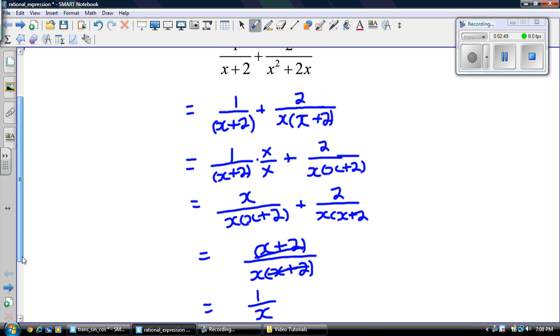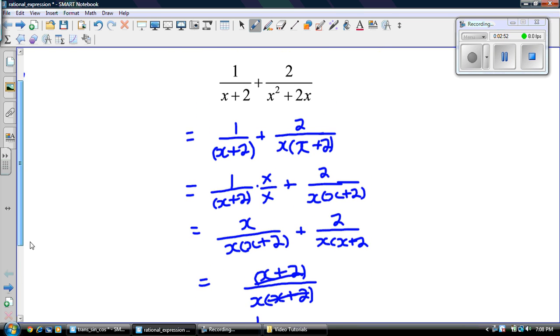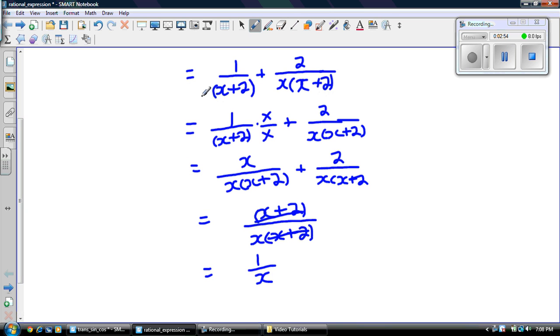Now let's have a look at our restrictions. Don't forget about restrictions. Generally what I look for with restrictions is the factored form, before I do any common denominators or flip and multiply or anything like that. I look here and think, what makes this denominator 0? x plus 2 equal to 0. The only thing that's going to make this 0 is if x is equal to -2. So our first restriction is that x cannot equal -2.